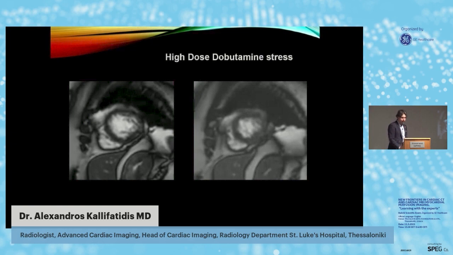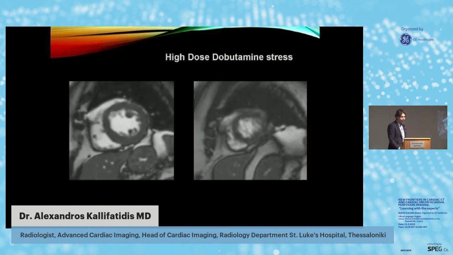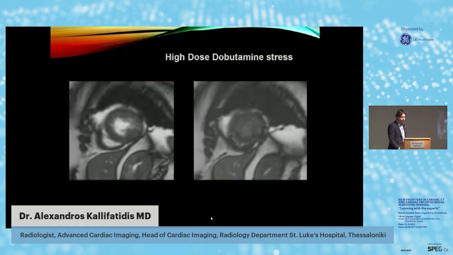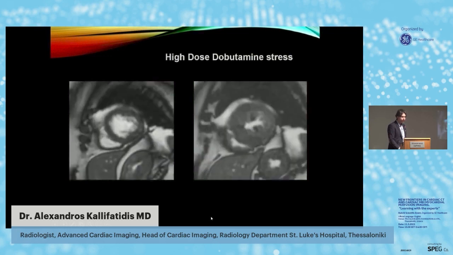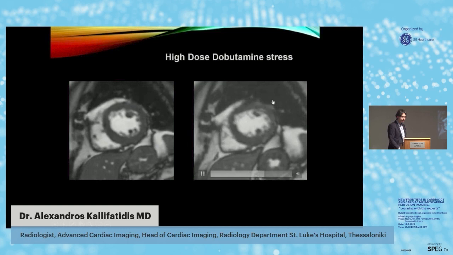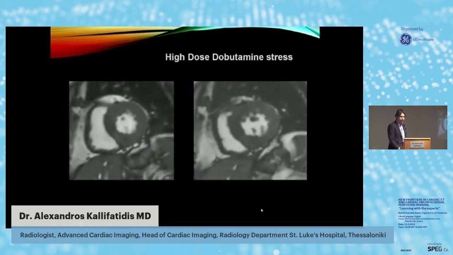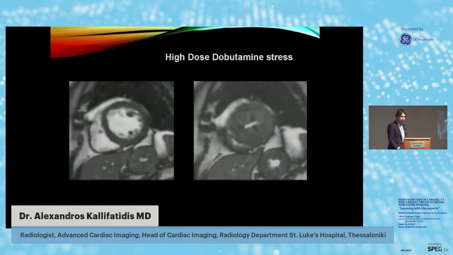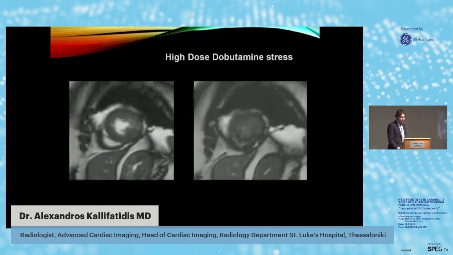Other techniques that we can use, Ilias mentioned before, the dobutamine, and we can have protocols with low dose and high dose. Here is a case that during the low dose phase we don't see any abnormal contraction, but during the high dose, as you will see here in the lateral wall, there is a delay in the contraction, and this patient had significant stenosis in the circumflex artery.